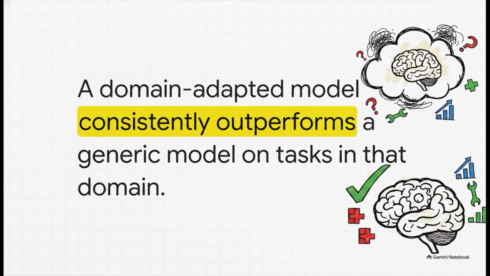But why go through the hassle? Why does this matter? Because a domain-adapted model will consistently crush a generic model on tasks within that specific domain. When you fine-tune, you are essentially baking in knowledge that the general internet just doesn't possess. We're talking about niche corporate jargon, super specific medical reasoning, or even just nailing a brand's exact tone of voice. A specialized model handles all of that vastly better than a standard, out-of-the-box algorithm ever could.